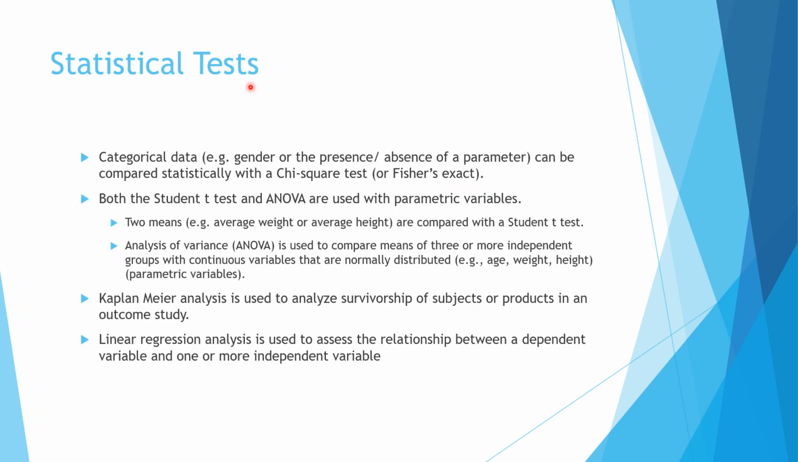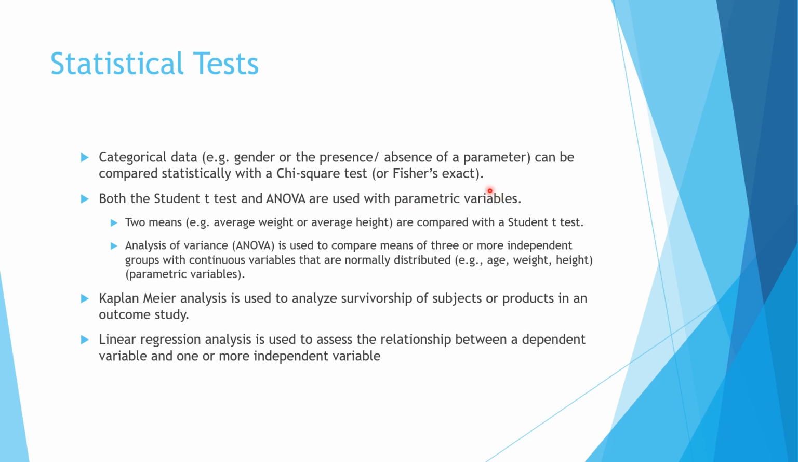Now let's talk about some of the statistical tests that sometimes come in the exam for categorical data. Categorical data is like male or female, or presence or absence of a parameter. These are compared statistically using the chi-square test. If you think that the sample size will be small, you can use the Fisher exact test. So in general, it's the chi-square test, but for small sample size, you can use the Fisher test.